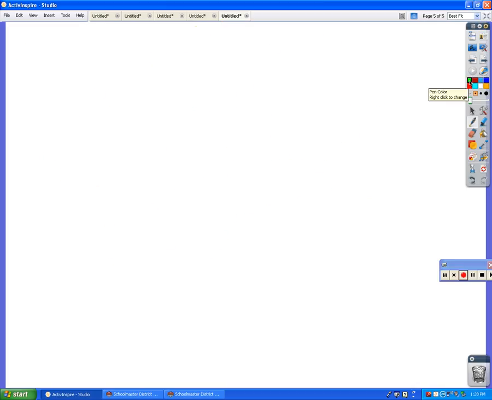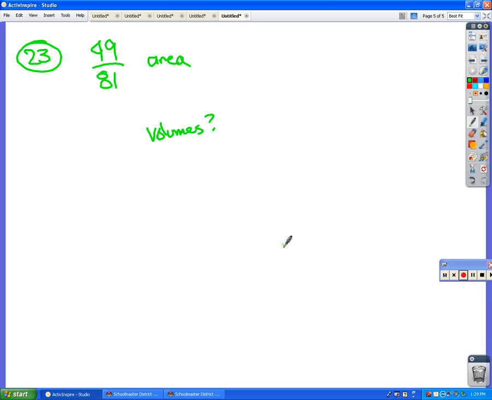Okay, number 23. It says the ratio of the surface areas of two cubes is 49 over 81. We want to know what's the ratio of the two volumes. So if you know the ratio of the areas, what can you do to those two numbers to get the ratio of the sides?